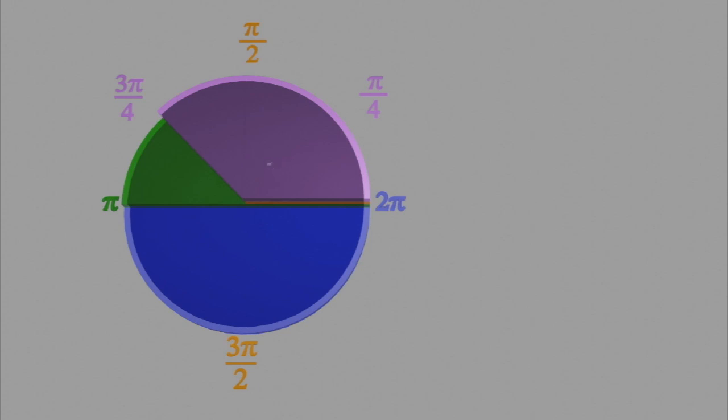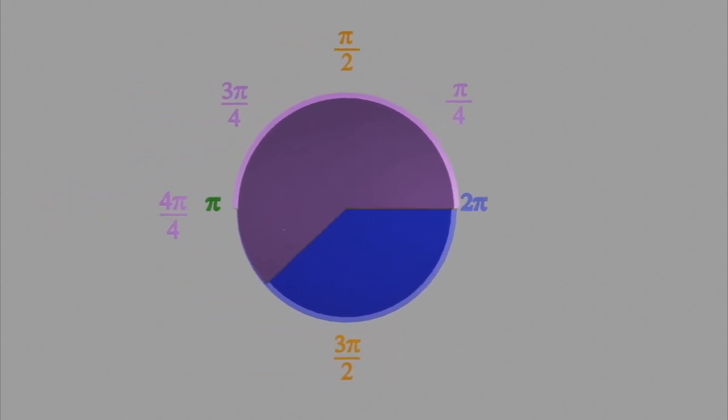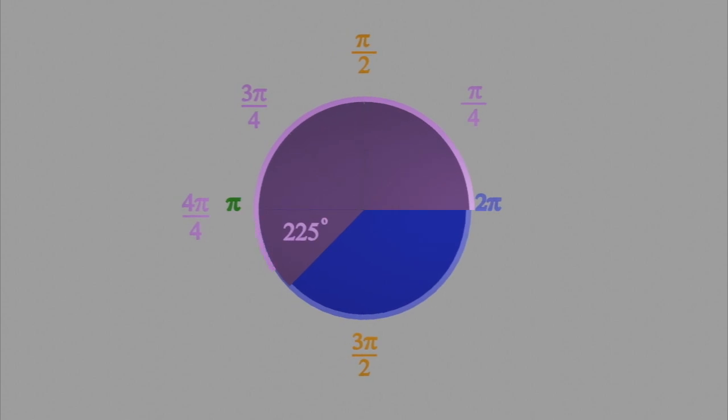4 wedges would be 4 pi fourths, which is equal to pi, or halfway around a circle. 5 wedges is 5 pi fourths. And 5 times 45 degrees is 225 degrees.